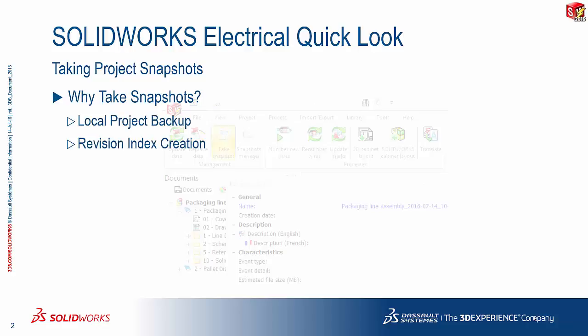Well, snapshots are a very good way to create a local project backup. They allow us to very quickly and easily go through the process of creating a quick snapshot, so to speak, of the exact status of the project at that present moment without having to go through the process of archiving and so on and so forth. Very good for revision indexing. So you create a local backup at that point in time before you carry out a specific and major revision, for example, to your design.